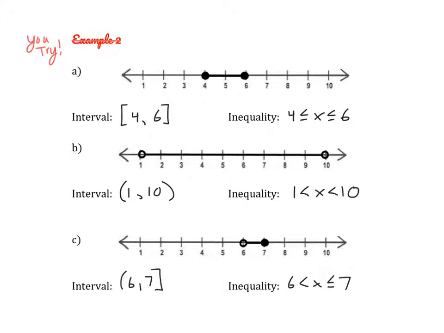And last, we have from 6 to 7. 6 has an open circle, so it's a parenthesis. 7 has a closed circle, so it's a bracket. And here you can see that for this first symbol, there's no or equal to, and for the second one there is, because this is open and this is closed.